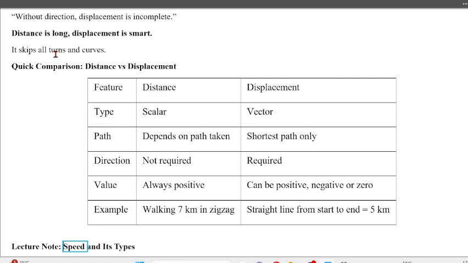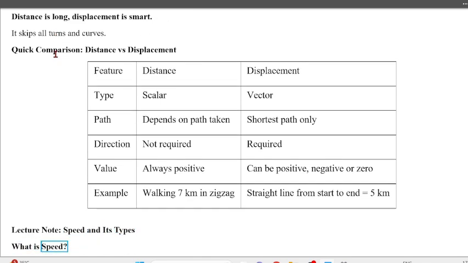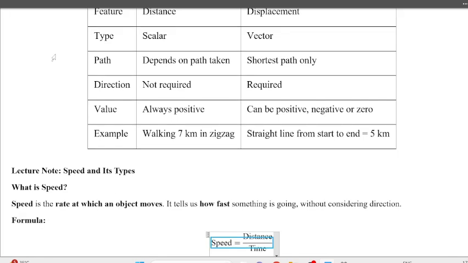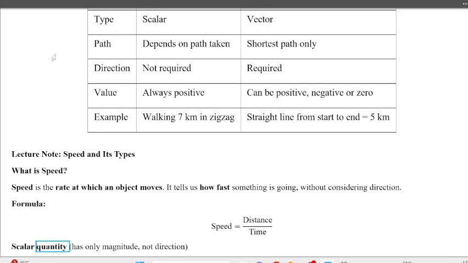Lecture note: speed and its types. What is speed? Speed is the rate at which an object moves. It tells us how fast something is going without considering direction. Formula: speed equals distance over time. It is a scalar quantity, having only magnitude, not direction.